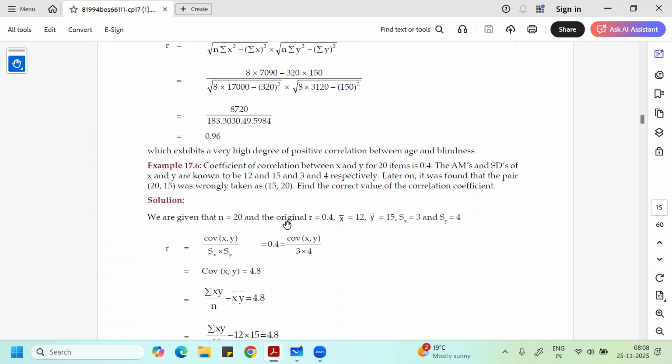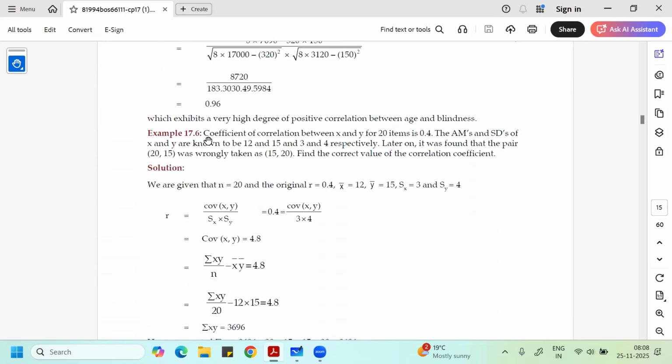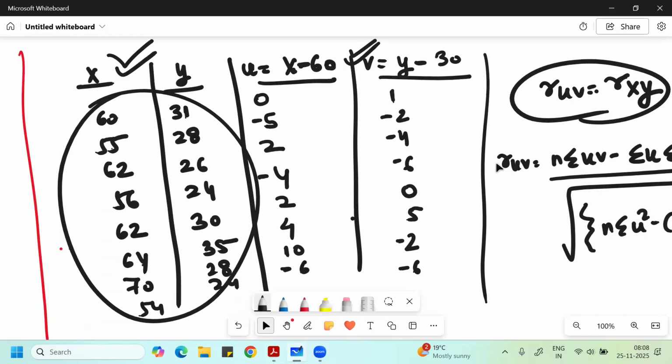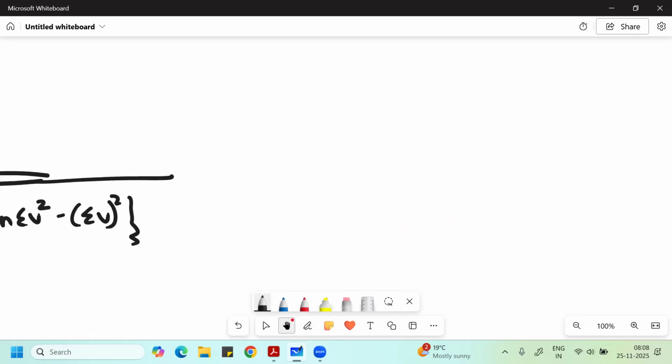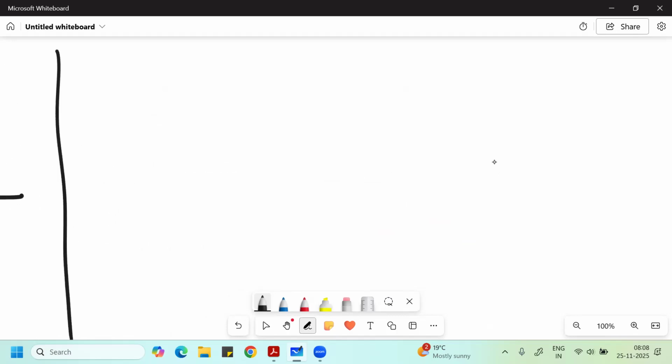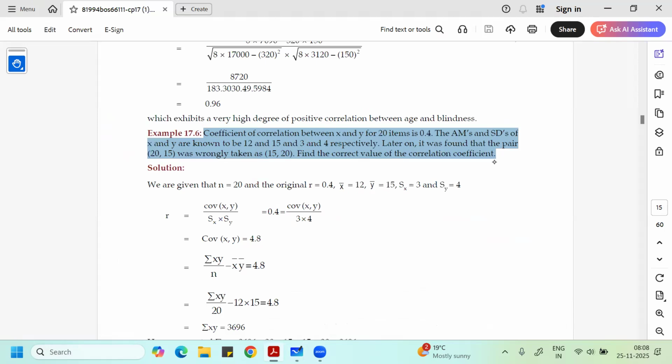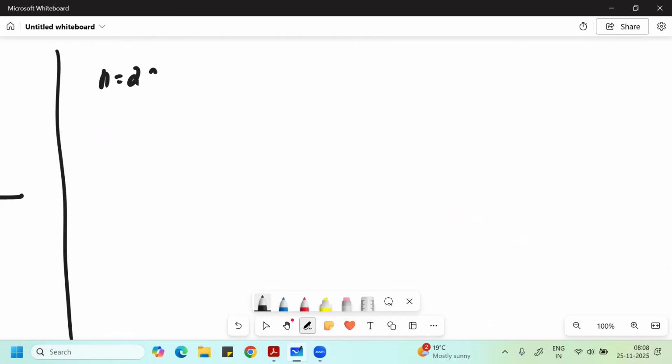Okay, like I told you, don't try to do these questions. If you want, you can. It's up to you. You can go through these questions, but again, it would be time consuming. Here they've given the coefficient of correlation between x and y for 20 items. Till standard deviation, all that is fine, but at this level it's very difficult, means it will be time consuming.